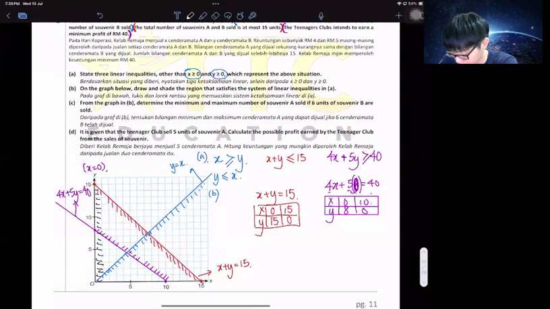Another one, y larger or equals to 0, which is this. Well, same concept, right? So y larger, upwards.